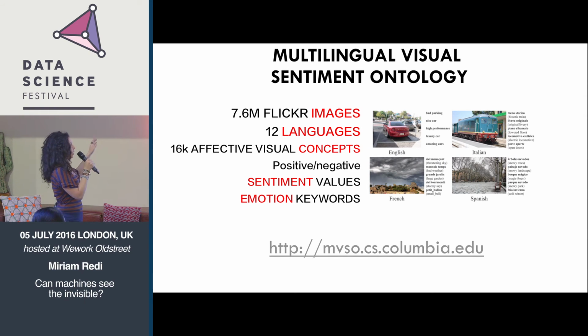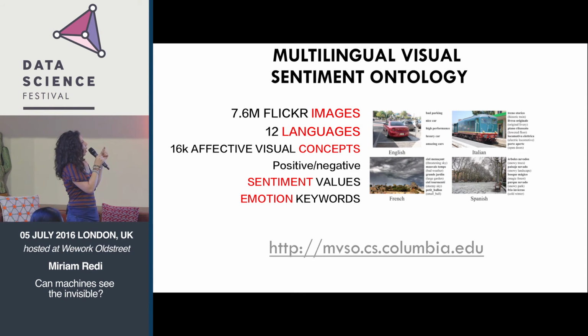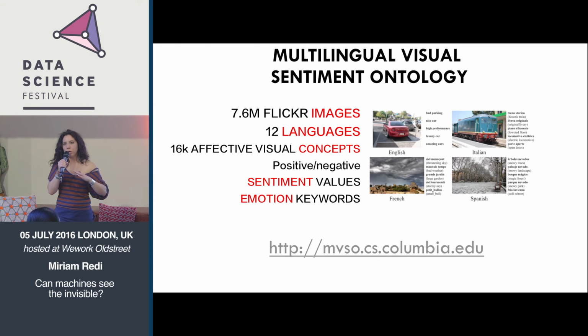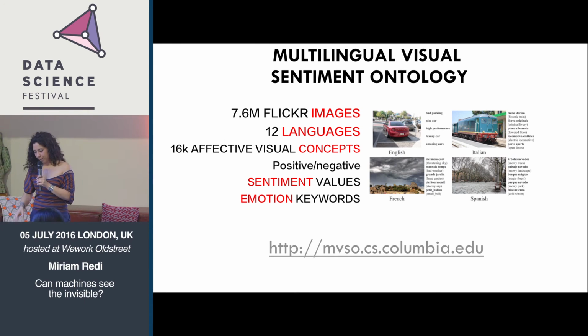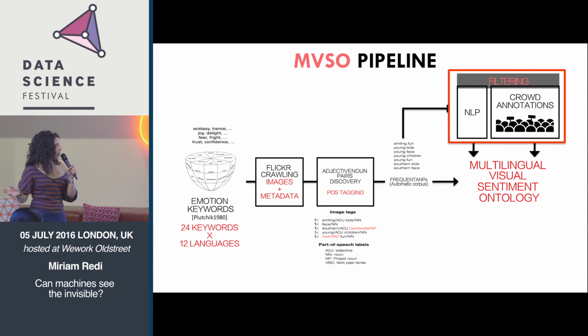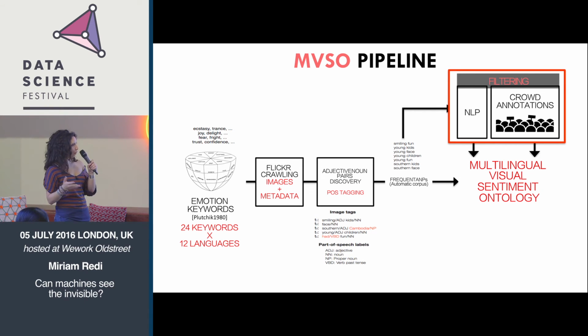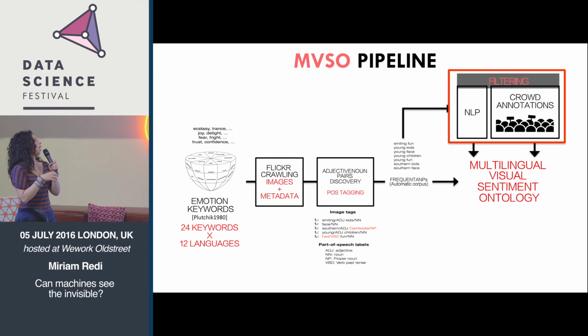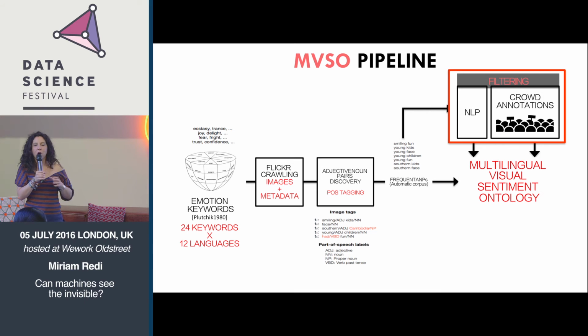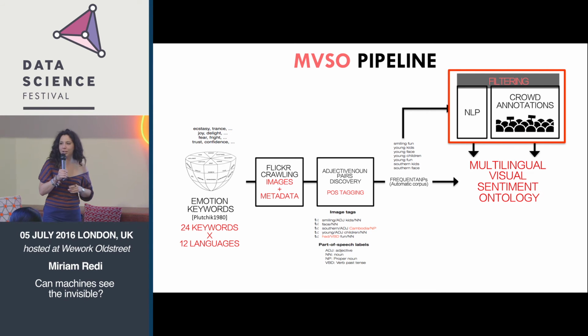Each picture is annotated with the language of the user that uploaded the picture, a positive or negative sentiment value, and some emotion keywords that tend to occur very much with the image metadata. To collect this data, I have to go very quickly here because it was a massive effort for the six of us. Basically, we had to design our ad hoc pipeline because no one before has ever done this, so we had to do it ourselves.